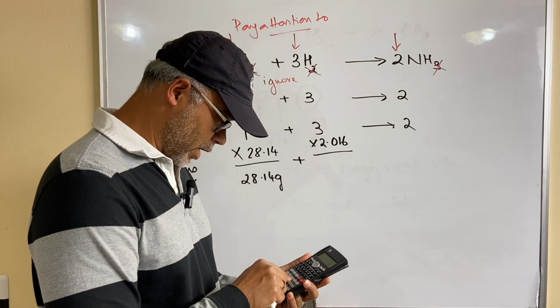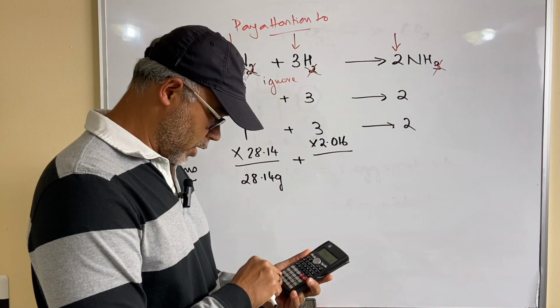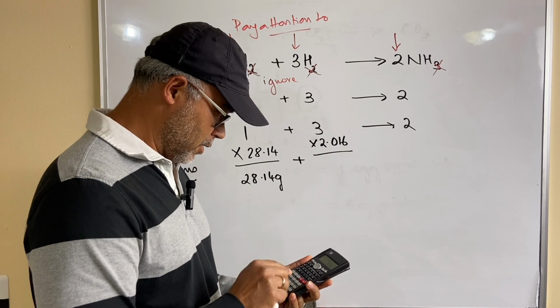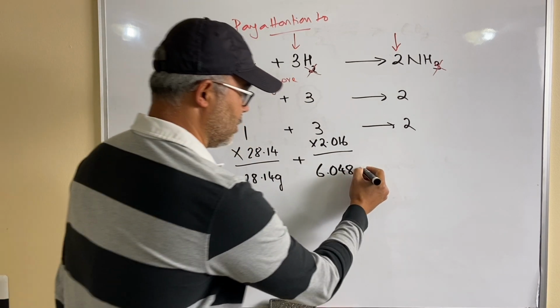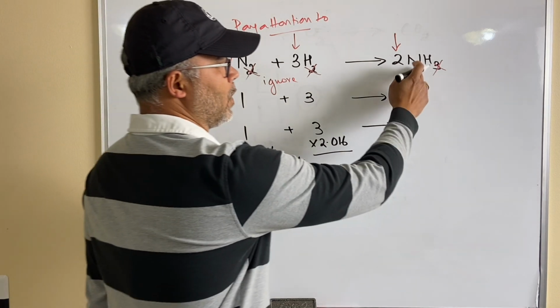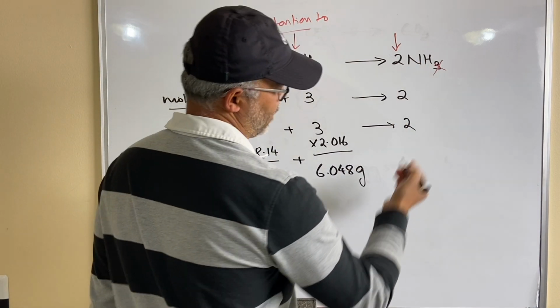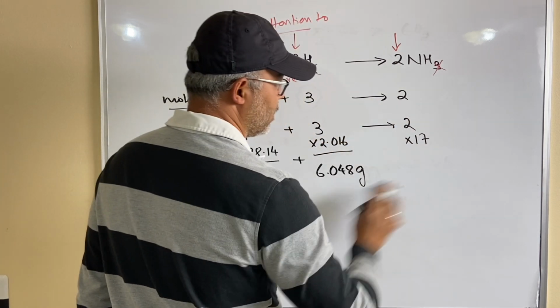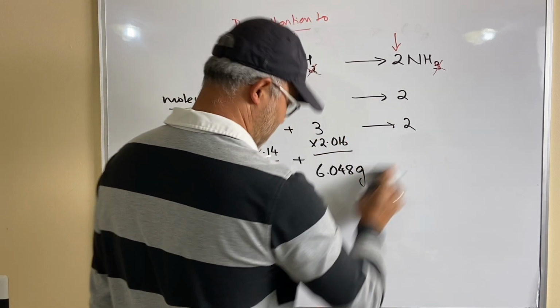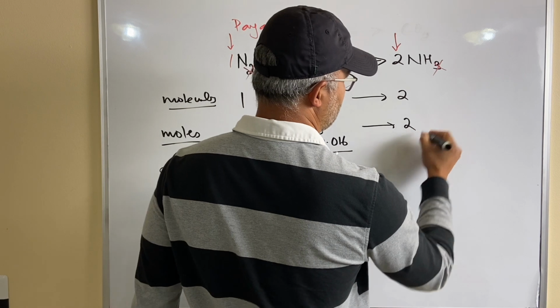That should give us 3 times 2.016, which is equal to 6.048 grams. And this one, that's about 17. So 2 times 17, let's just do it correctly. So let's just add a little more accuracy to this.